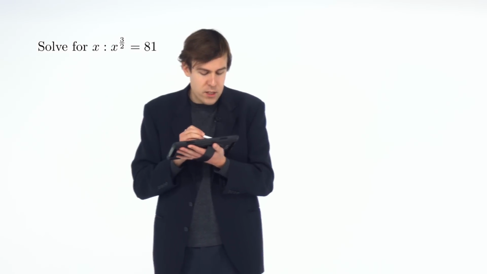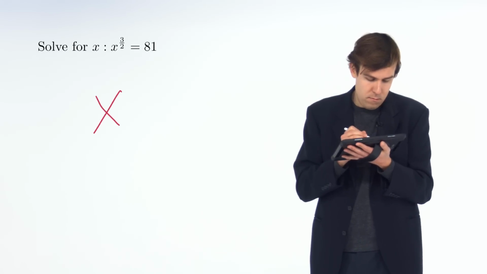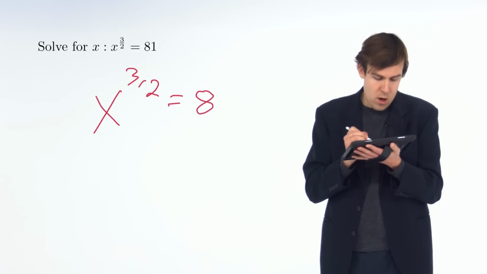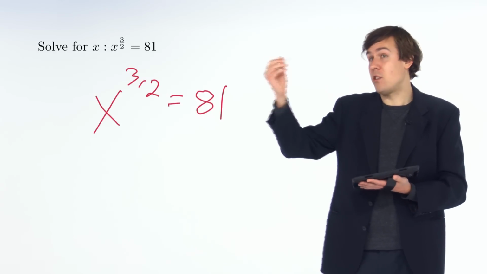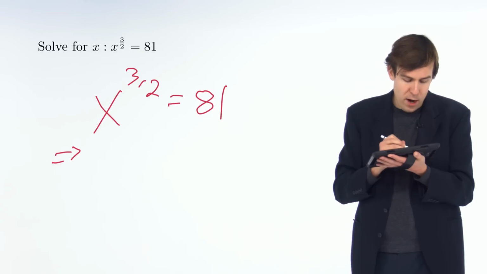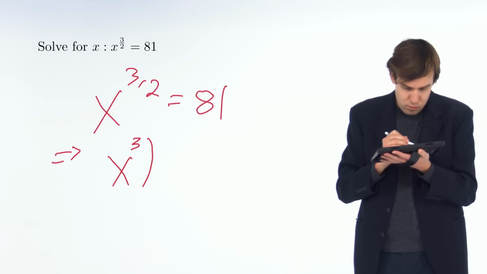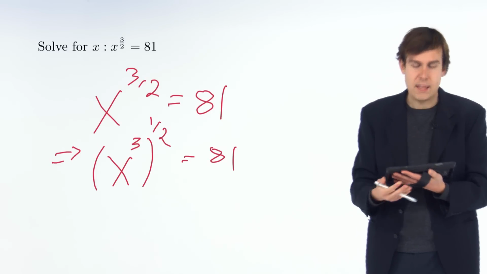So here we have a tricky equation. It's going to involve roots and powers. So let's look at it. I want to solve for x. x to the 3/2 should be equal to 81. So what does this even mean? Well, I want a number x so that when I take its square root and then cube it, I get 81. And I can see that by writing it like this.